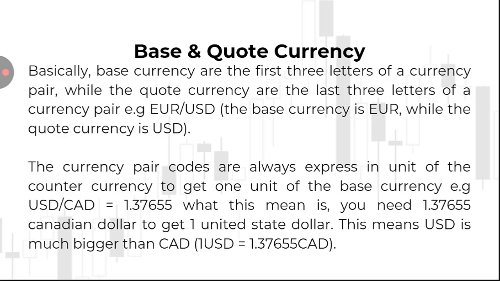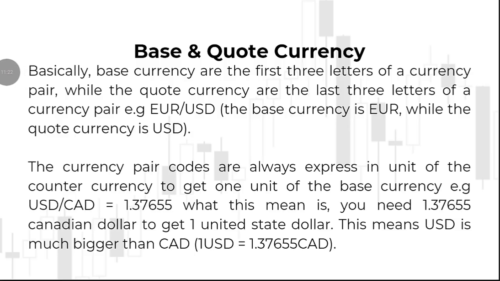Okay, currency pair prices are always expressed in units of the quote currency needed to get 1 unit of the base currency, e.g. USDCAD, which is 1.37655. What this means is you need 1.37655 Canadian dollars to get 1 United States dollar. Okay, this means USD is much bigger than the Canadian dollar. So 1 United States dollar equals 1.37 Canadian dollars. All right, so that is basically what base and quote currency means.